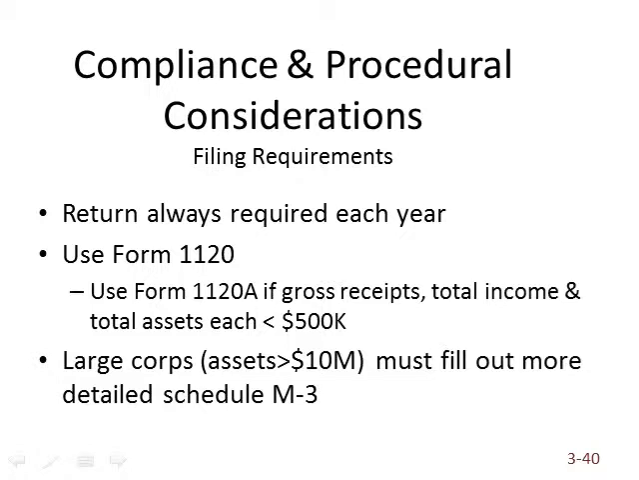And then we have large corporations, defined as those with greater than $1 million in net income or assets greater than $10 million, which have to fill out the detailed Schedule M3. And M3 is a part of the 1120. Schedule M3 really points to a reconciliation between taxable reporting results and GAAP or financial statement reporting results.